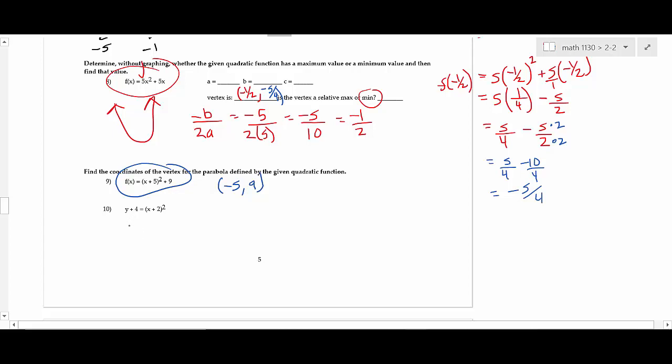How about this one? You would have to move that 4 to the other side, because this is not in standard form, but if you just subtract the 4 from both sides, now you've got that in standard form. So the vertex on this one is just going to be left 2, down 4. So you want to know that kind of stuff automatically when you see standard form.